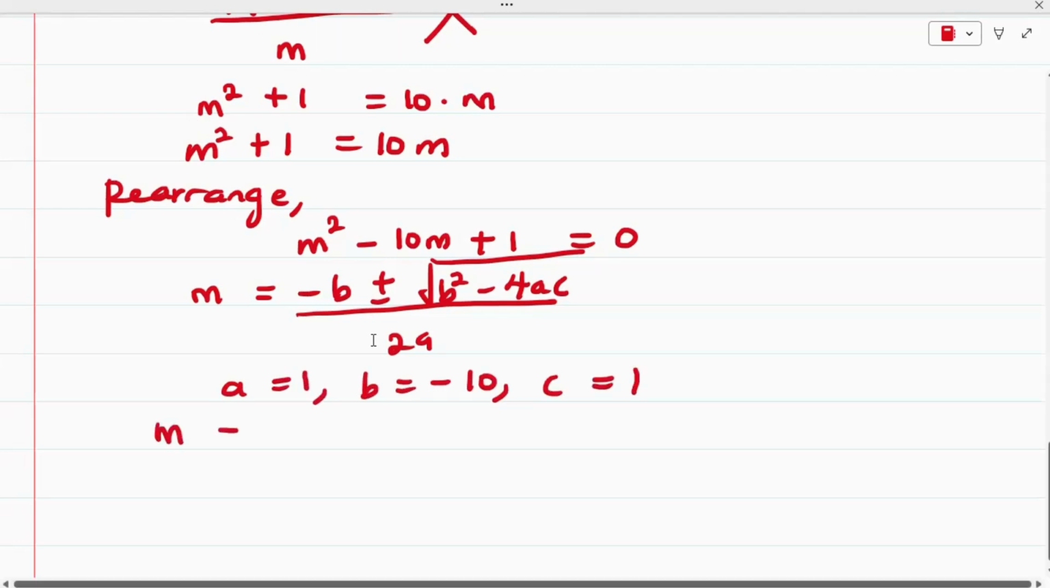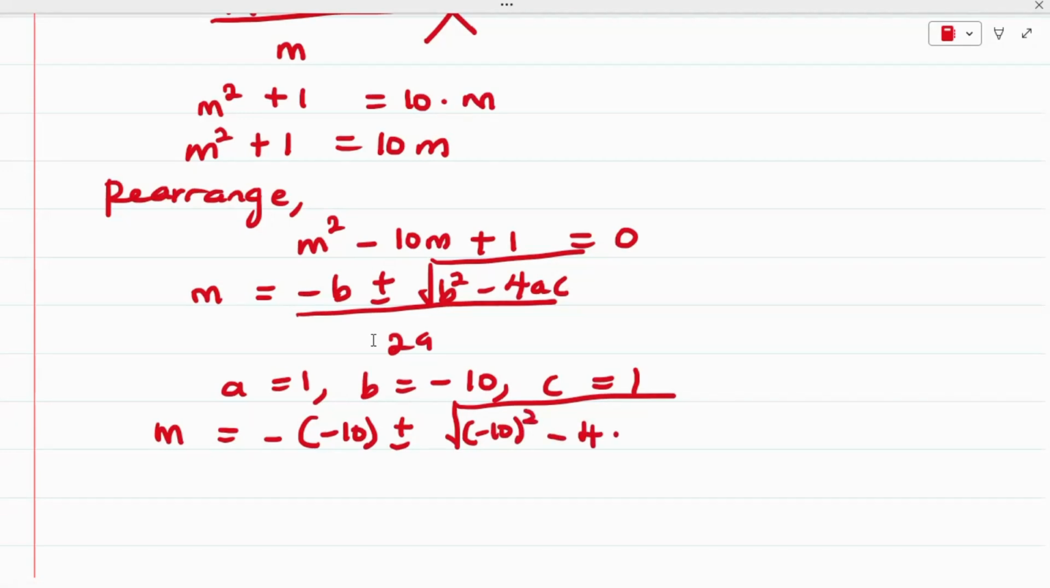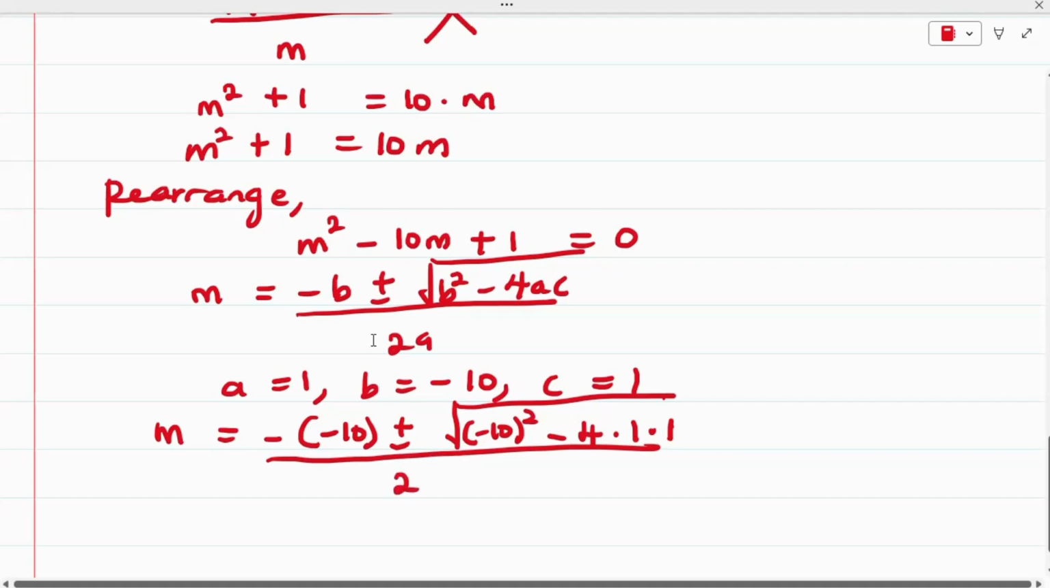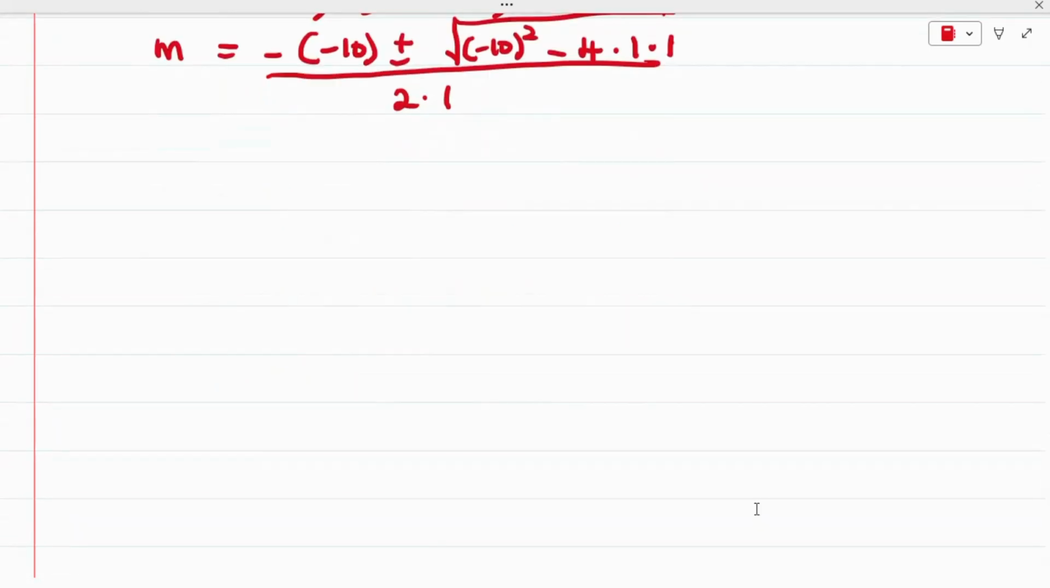So we have that m is equal to minus multiplied by minus 10 plus or minus the square root of b squared, which is minus 10 all squared, minus 4 multiplied by a, which is 1, multiplied by c, which is 1, divided by 2 multiplied by a, which is 1. So from here we have m is equal to minus times minus is plus, so we have 10 plus or minus the square root of minus 10 whole squared is 100, minus 4 multiplied by 1 is 4, divided by 2 multiplied by 1 is 2.